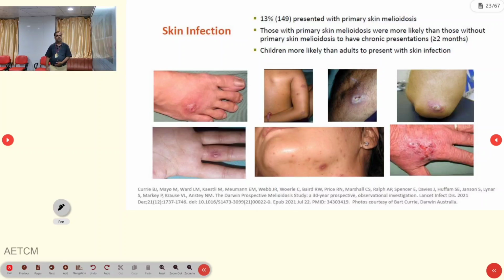Then you have skin soft tissue infection, 13%. Most often the primary infection is a chronic wound. Anybody presenting with chronic wound can be melioidosis. We have seen foot ulcers, diabetic foot ulcers. We diagnosed one case of diabetic foot ulcer. And wound ulcers are most commonly seen in children, chronic wound infection.